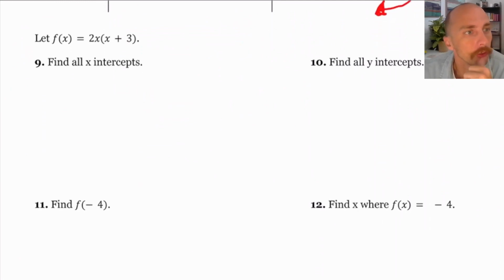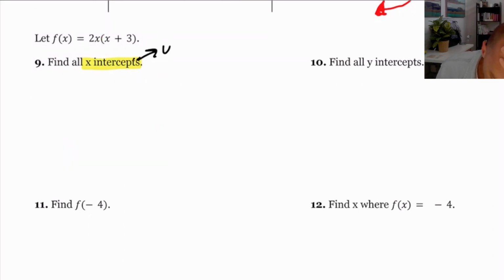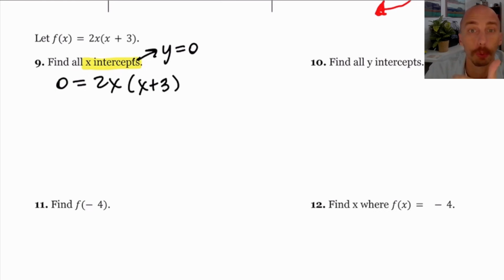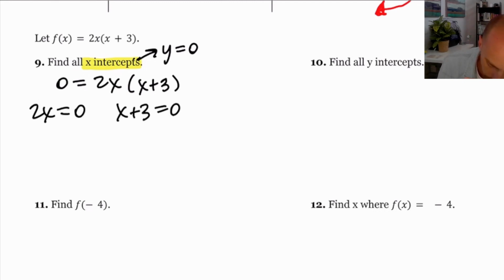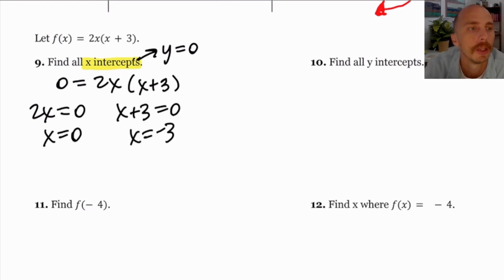That's good. So let f of x equal 2x times x plus 3. Find all x-intercepts. Okay, we're talking about x-intercepts. That's where we're looking for places where y is equal to 0, or f of x equals 0. So we'll say 0 equals 2x multiplied by x plus 3. And now we can apply the zero product property and say when that is factored, either 2x is equal to 0 or x plus 3 is equal to 0. And that would give me x equals 0 or x equaling negative 3.